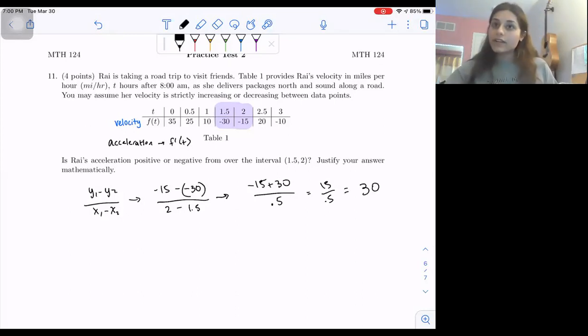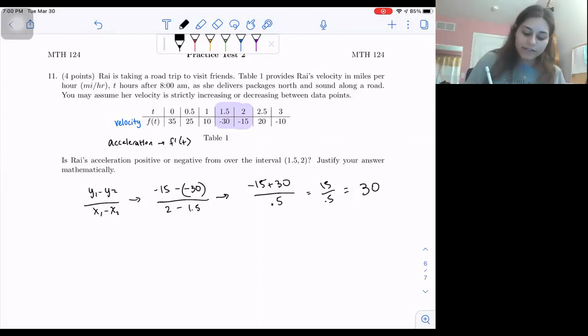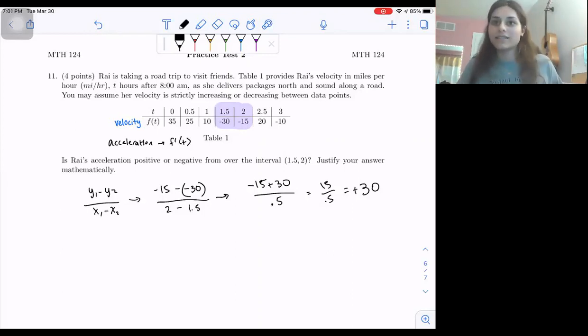All right, so 30 is the rate of change between 1.5 and 2. We're not really worried about what the number is. In this case, we're just worried, is it positive or negative? We got a positive answer.